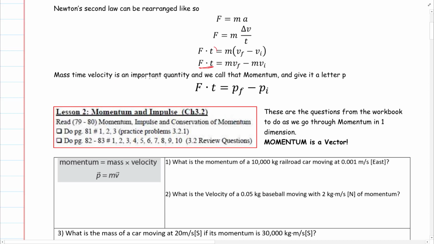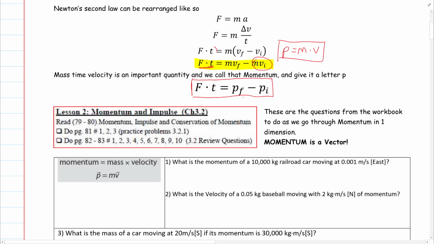Mass times velocity is an important quantity. We call this momentum, and we give it a letter, little p. So our formula could be this one, or this one, or it could be this one. Momentum initial, momentum final is mvi and mvf.